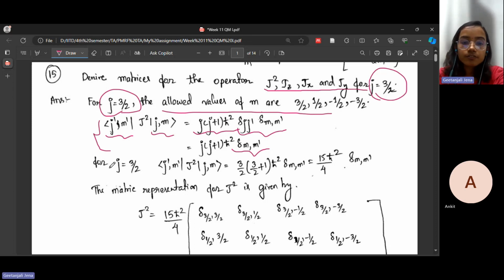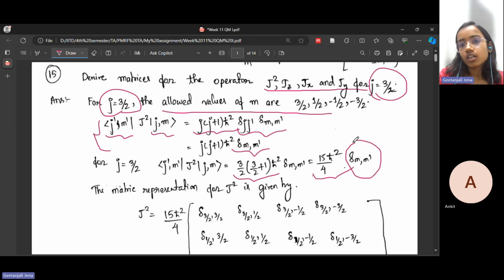So for j equal to 3/2, what will be the value of j(j+1)? It will be 3/2 times (3/2 plus 1) ħ², so j(j+1) you will get is 15/4. So the matrix component of J square will be 15ħ²/4 δ_mm'. So this δ_mm' will decide what the matrix component for J square will be.